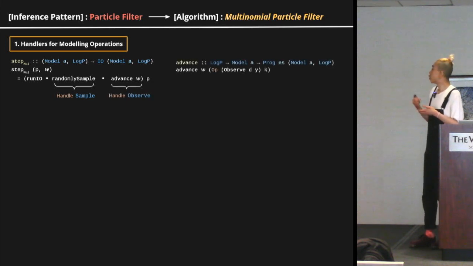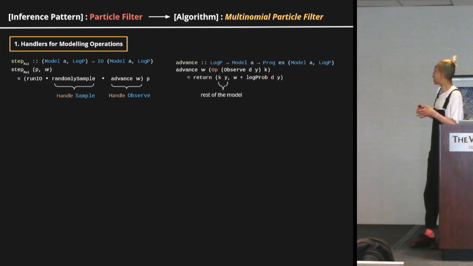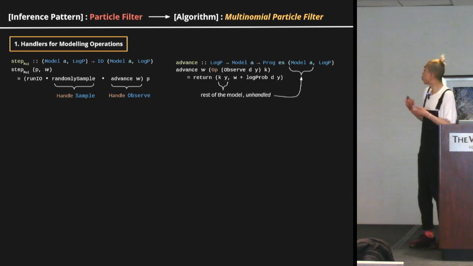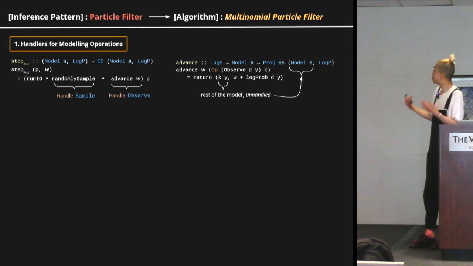Observe is more interesting because now we want to suspend our particles at the next observation. Well, this is easy using algebraic effects because we can access the continuation k. So when we match on observe, we'll now use k to return the rest of the program. However, this time we're going to return it as a value and we're not going to handle it. This hence represents the suspended particle.